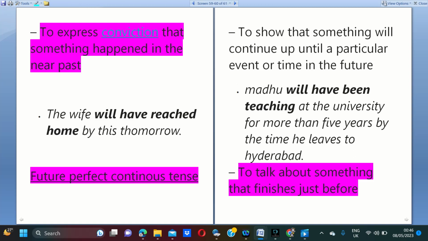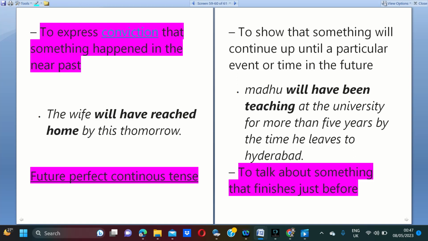Next, to express assumptions: the wife will have reached home by this time tomorrow. See, this is a kind of assumption. Whenever something happens exactly like this, we use future perfect tense. Next, future perfect continuous tense.